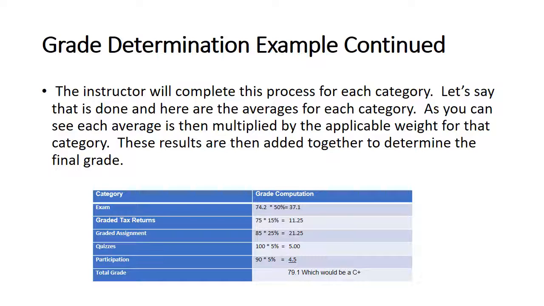Exams are worth 50% of your final grade. So 50% times the 74.2 average. If your graded tax return average grade was 75, I multiply that by 15%. Graded assignment, if your graded assignment average is an 85, multiply that by 25%, and so on. Then I will add all of those weighted answers together to get your final grade.